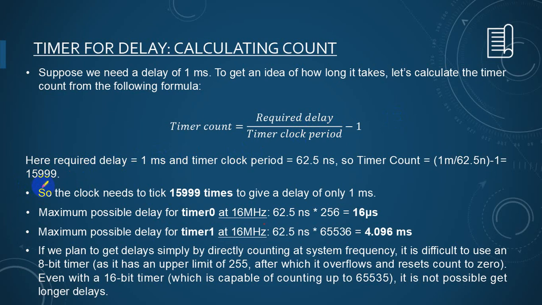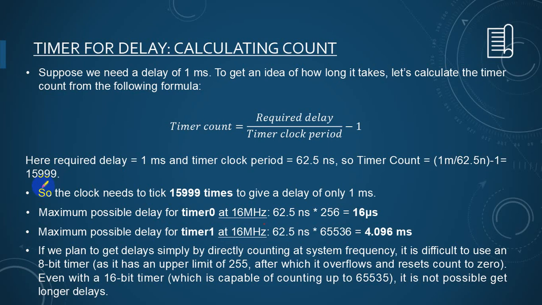Now I have a question. To get this 1 millisecond delay, we did not use any pre-scaling over here. Normal mode, okay? No pre-scaling. Can you use timer 0 to get this 1 millisecond delay? Can you get it from timer 0? Why not? So what's the problem out there?